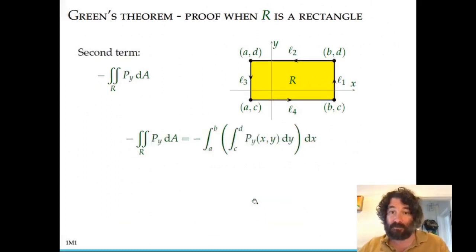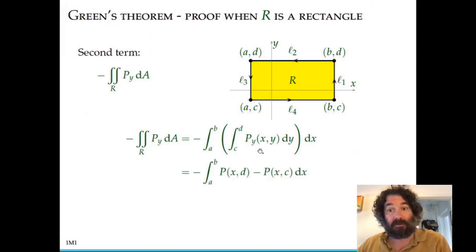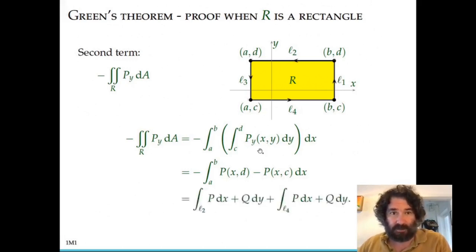Now, what about the second term? We can do the same thing. So we have negative the double integral over the region R of the derivative of P with respect to y. As in the other case, we can apply the fundamental theorem of calculus to the inner integral here, the integral with respect to y, and get that this is P evaluated at y, taking the two endpoints d and c. And then we can convert this to line integrals, as in the first term, and get that this is the line integral over L2 plus the line integral over L4 of P dx plus Q dy.